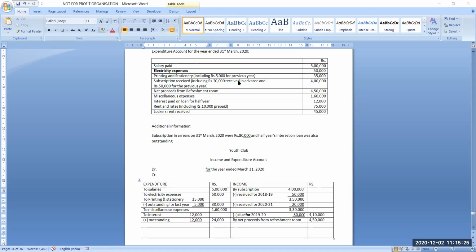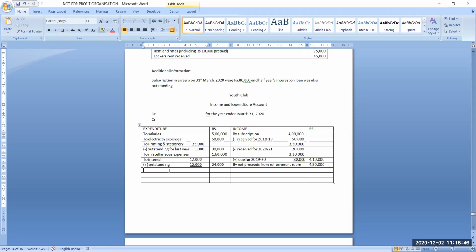50,000 for the previous year. It is not advance. We have received 20,000 advance that we have deducted because it is advance, and 50,000 for the previous year. That's why we have deducted it here. Now I hope it is clear. Okay, so interest is also done.